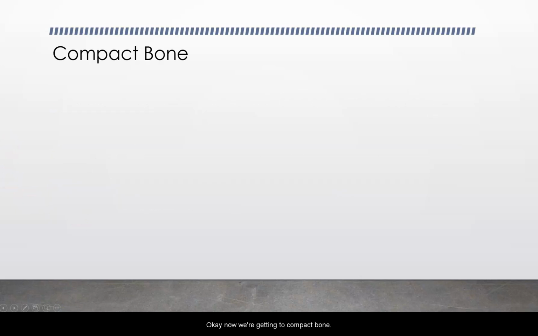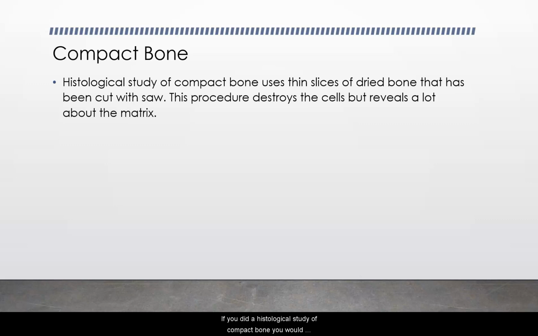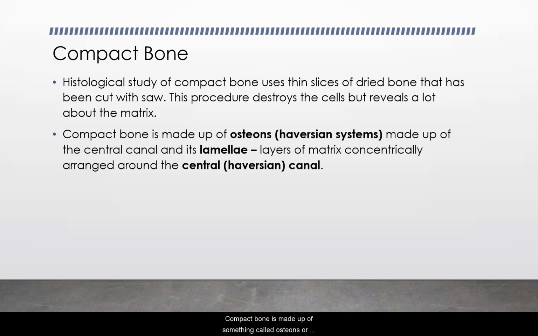Okay, now we'll get into compact bone. If you did a histological study of compact bone, you would be looking at thin slices of dried bone that has actually just been cut with a saw. But this procedure destroys the cells, but allows us to see a lot about the matrix. Compact bone is made up of something called osteons, or haversian systems.